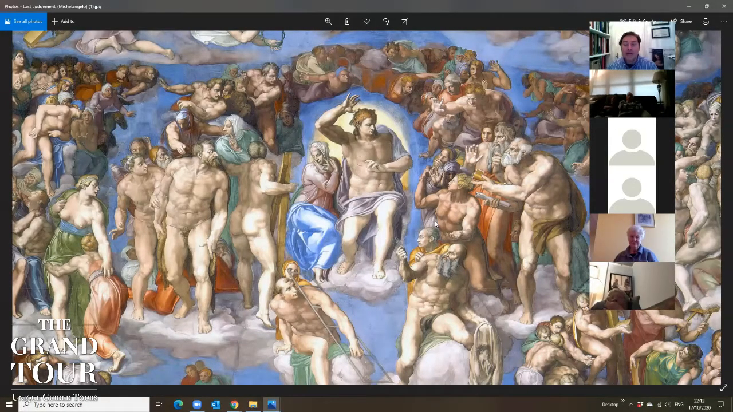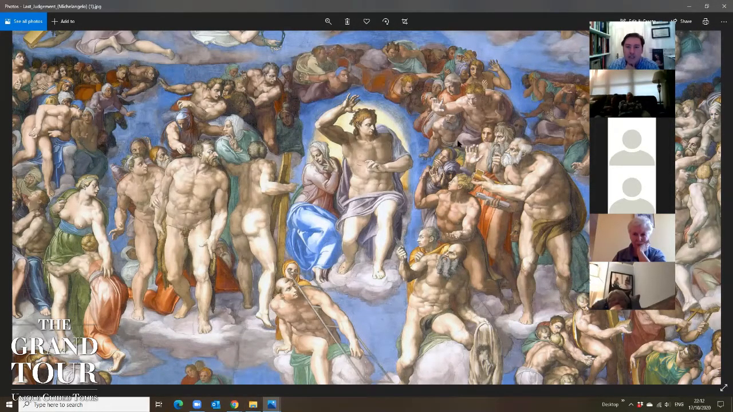Now, it took another year to basically prepare the wall. The wall is not perfectly vertical. The top part comes forward a little bit. So there's a little inclination of the wall to prevent the distortion of the figures when you're looking from the floor. Now, the center of the scene is, of course, Jesus Christ.